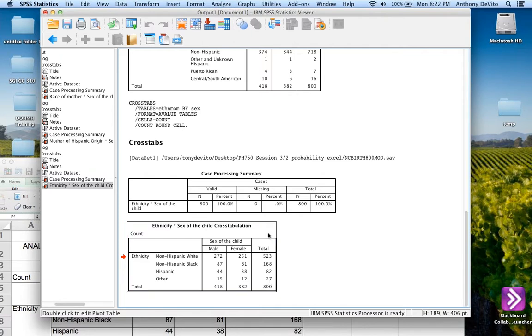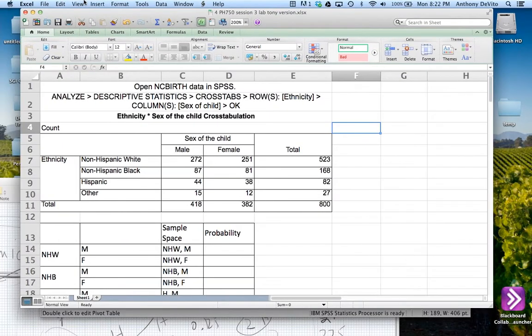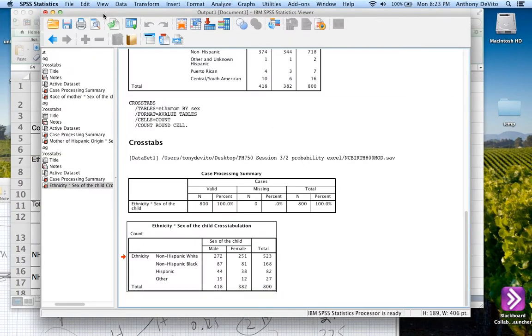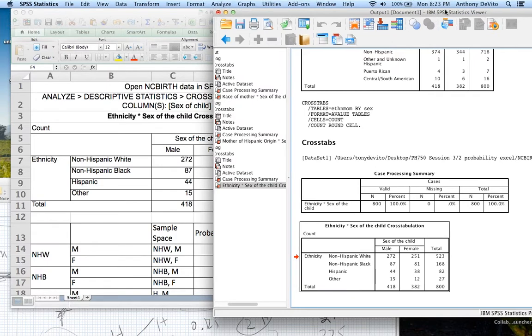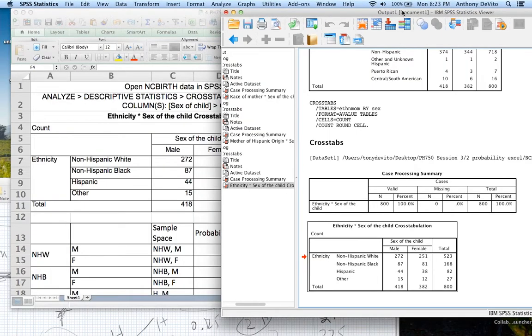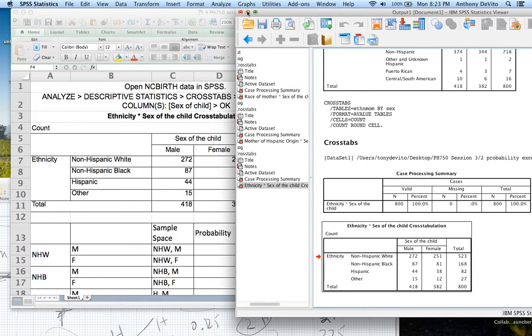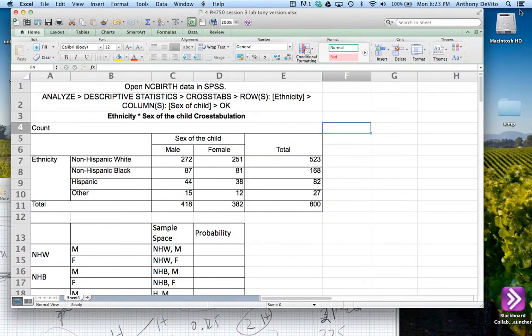Okay, so this is a lot like that table that we just looked at before. We organized it almost instantly. We did an instant count of all of these things. Now, we've transferred that information. See, it's the same table here. Let me see if I can put them side by side so you can actually see. Okay, if we look at this, I got to move something so I can see it. If we look at this, let's see, 272, 87, 44, 15, 418. You can see that we've just copied that same table to this Excel spreadsheet. Okay, now I'm going to get started on this.